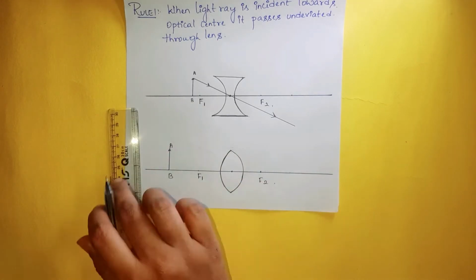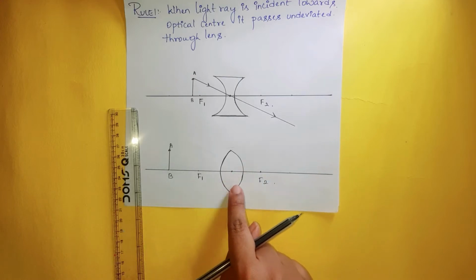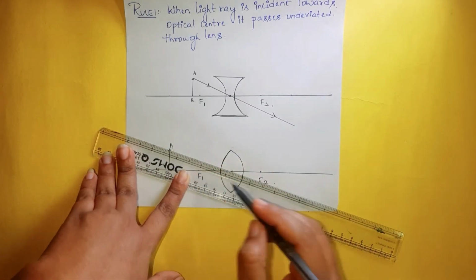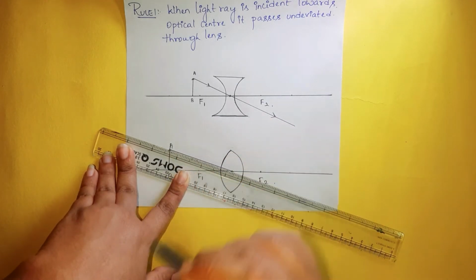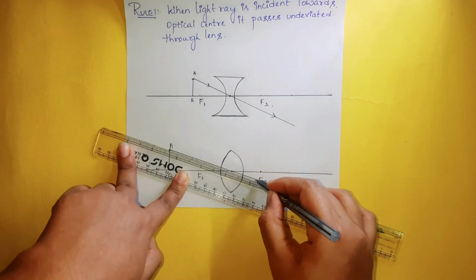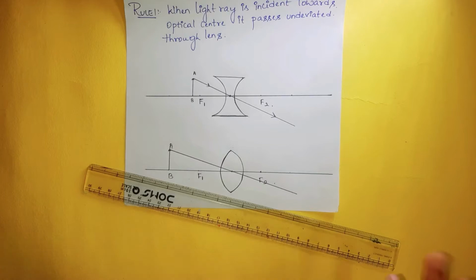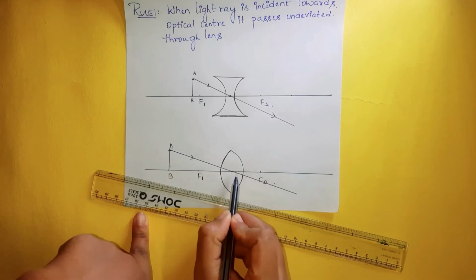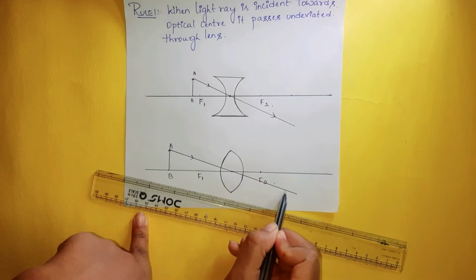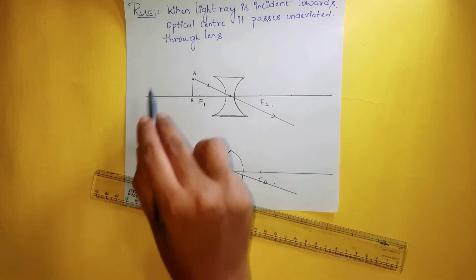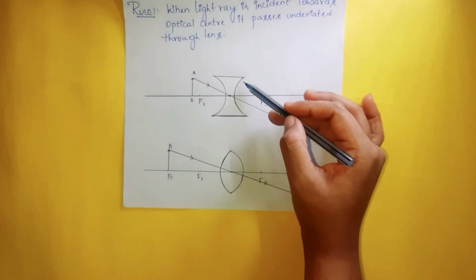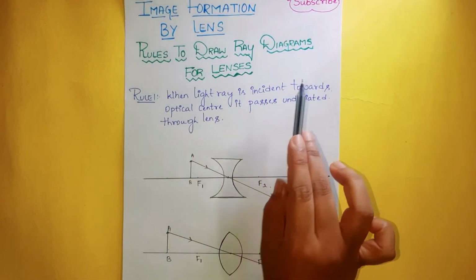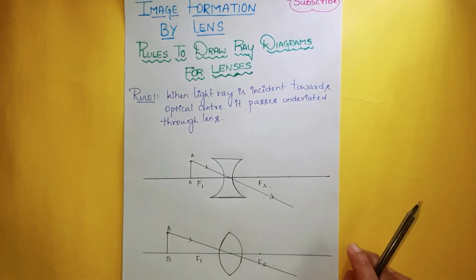Now we are drawing the ray diagram for rule number 1 using a convex lens. Same thing: the incident ray coming from the object AB will pass through the optic center. Now what happens? Yes, it passes undeviated. It follows its original path, straight. So this is rule number 1, this is for the concave lens and this is for the convex lens. Hope you have understood rule number 1: when the light ray is incident towards the optic center, it passes undeviated through the lens.